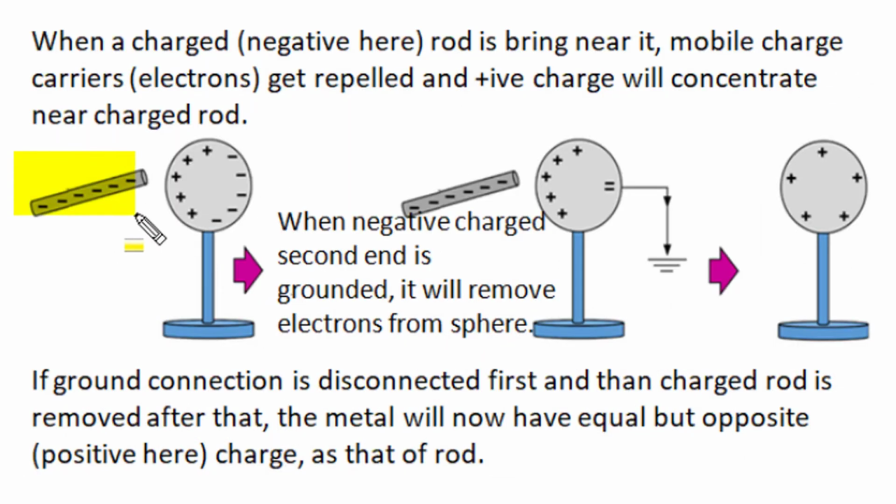Here a negative rod is brought near a metallic conductor. Mobile free electrons get repelled by this negatively charged rod and will concentrate at a far away position. When this far away position is grounded, this negative surplus electronic charge will go to ground and get neutralized. If the ground connection is disconnected first and this rod is kept as it is, we will find that this metallic conductor will have induced opposite polarity charge on it, and if this rod is also removed, this charge will distribute itself uniformly over this metallic conductor.